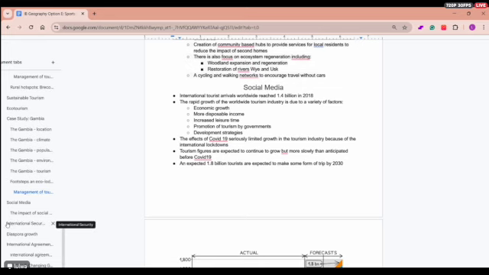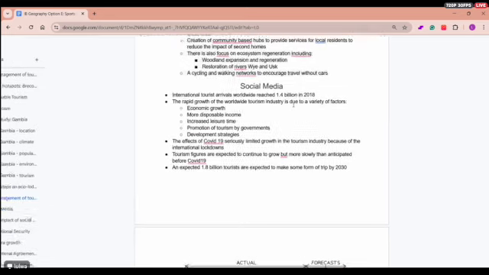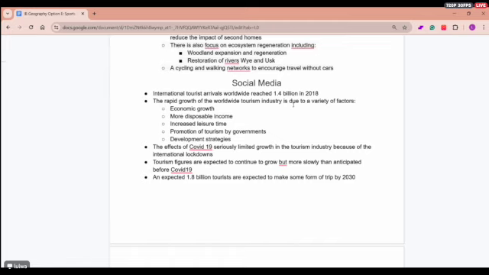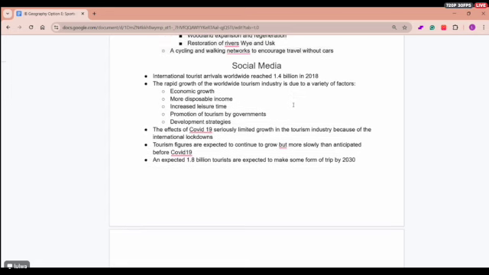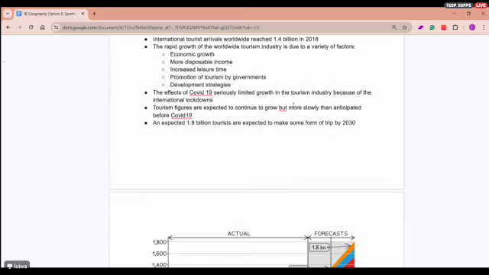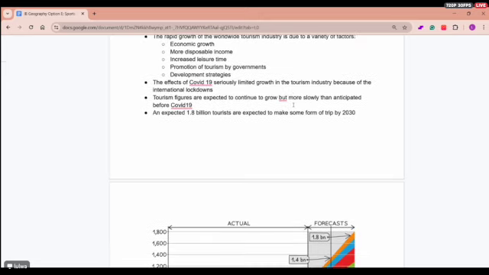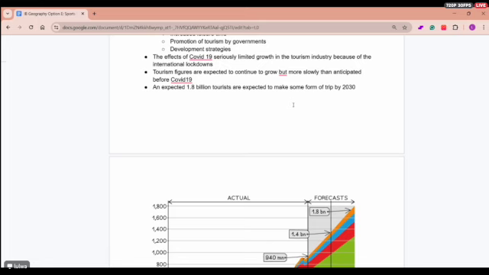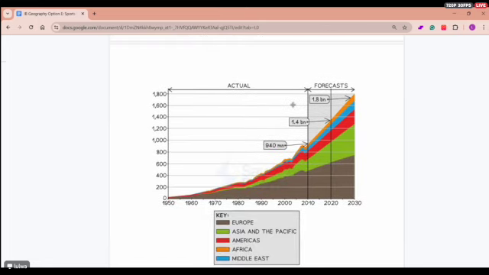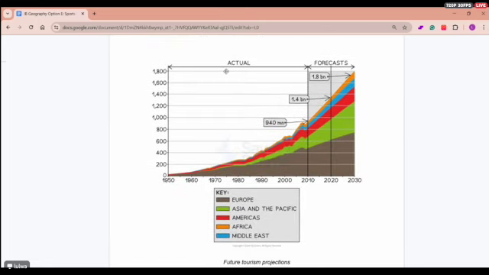So, what about social media? International tourist arrivals worldwide reached 1.4 billion in 2018, and the rapid growth of the worldwide tourism industry is due to economic growth, disposable income, increased leisure time, so on and so forth. However, the effects of COVID-19 seriously limited growth in tourism because of the international lockdowns. However, tourism figures are expected to grow, and an expected 1.8 billion tourists are expected to make some form of trip by 2030. So this is a graph of the expected forecasts for the future.